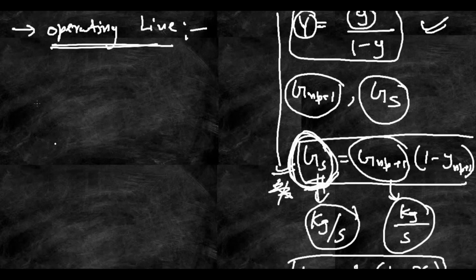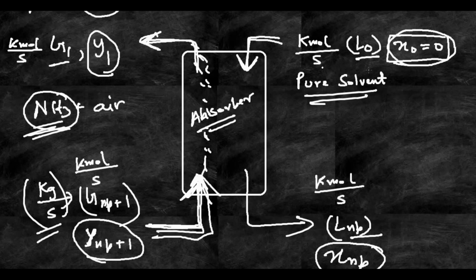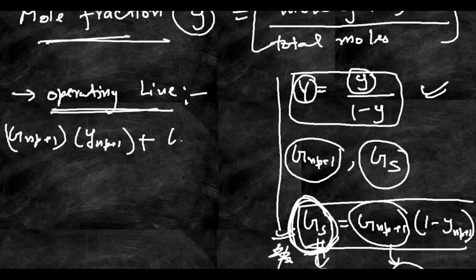So let me write it down. G_{N_P+1} times y_{N_P+1}. This y_{N_P+1} is the mole fraction, remember it. So this one is entering, plus also what is entering is the solvent. So L0 times x0. L0 times x0. This is also entering.